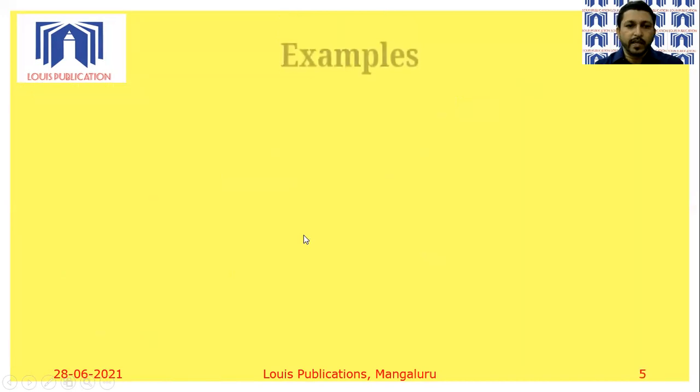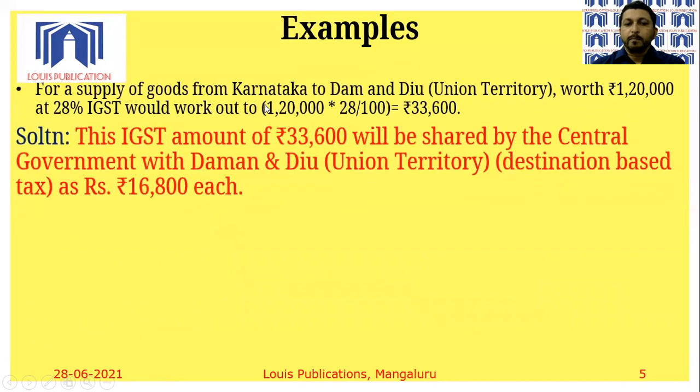Let's move to another example. For a supply of goods from Karnataka to Daman and Diu.